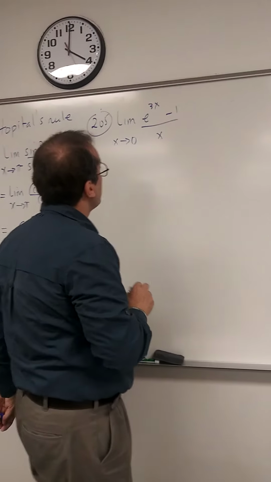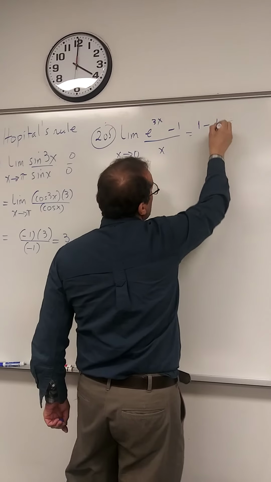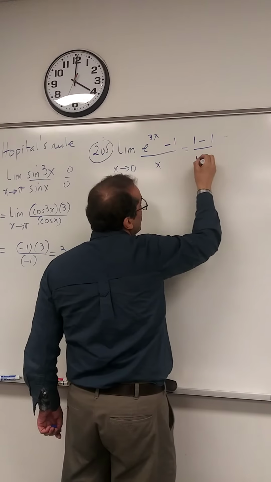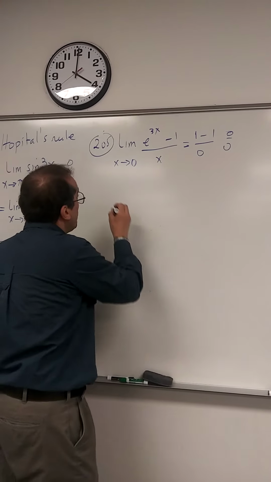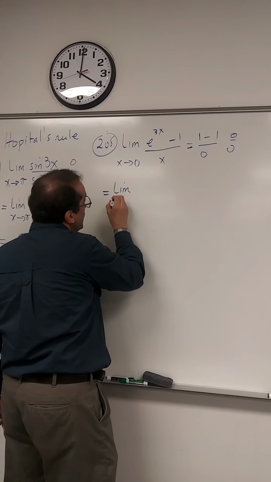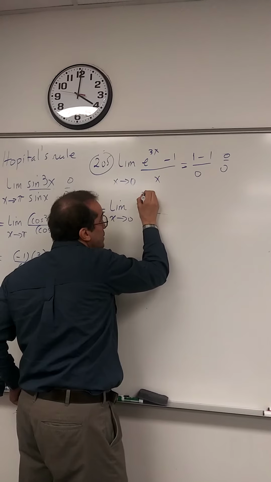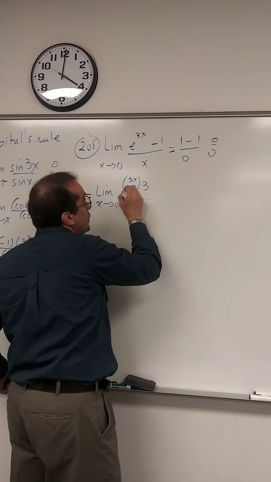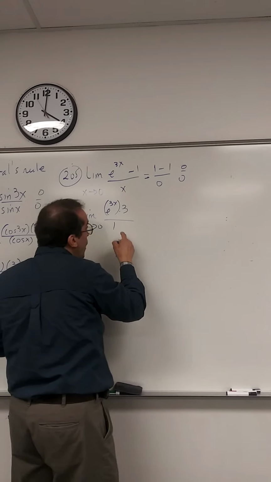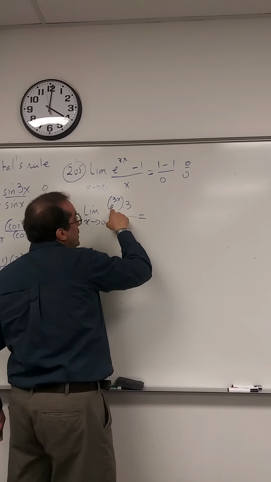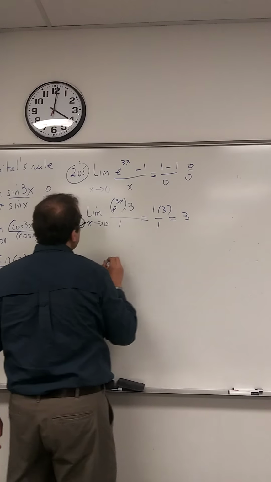Let's do the next one. When x tends to 0, e to the power 3 times 0 is 1, minus 1, and then the bottom is 0. 1 minus 1 is 0 over 0. Indeterminate form. We're going to use L'Hopital's rule. So this is equal to the limit as x tends to 0. The derivative of e to the 3x is e to the 3x times 3, chain rule. Minus the derivative of 1, 0. The derivative of x is 1. Now let us substitute x equals 0. E to the 0 is 1, times 3 over 1. So the limit is 3.